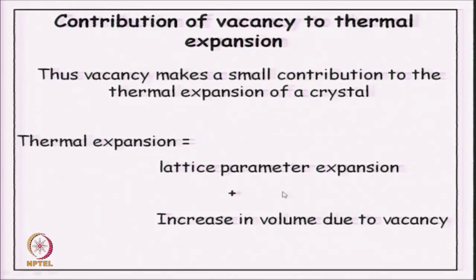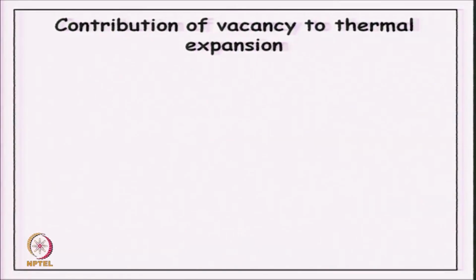Thus, the total thermal expansion we can write as two components. One is because of the lattice parameter expansion. So, of course, when you are heating the crystal, the bond length also is changing, atom to atom distance is changing. So, there is an increase in the bond length. So, that is the lattice parameter expansion, and the other one is increase in volume, as we just discussed, due to vacancy.